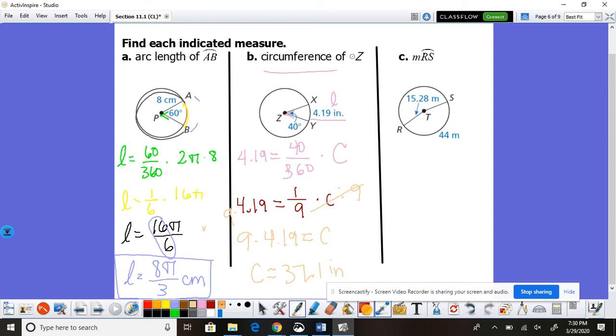All right, last but not least, find the measure of arc RS. Once again, we want the shortest arc, so we want this arc. This here is our arc length, so 44 equals, guys, here we don't know what our central angle is. But we know that our central angle is right here, and it's going to be the same as the measure of RS. So it's going to be central angle, so I'm just going to call it X over 360 times my circumference, which is 2 pi times 15.28.